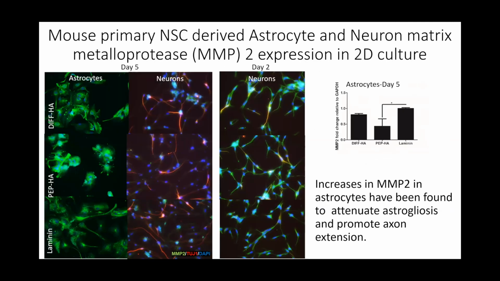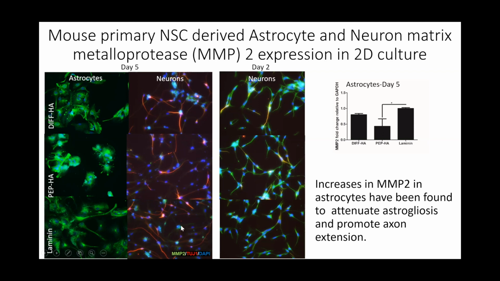So we wanted to back out and see what was going on in the 2D models with this MMP2. So we have high expression in the astrocytes, but this correlates at this time point with decreased mRNA expression. So it's likely winding down on the PEP.